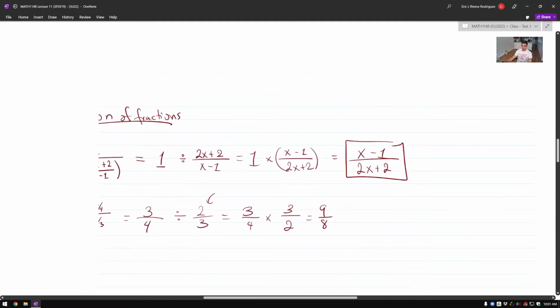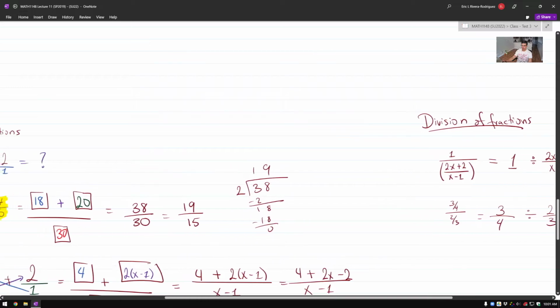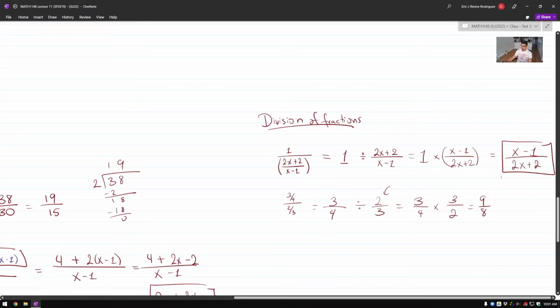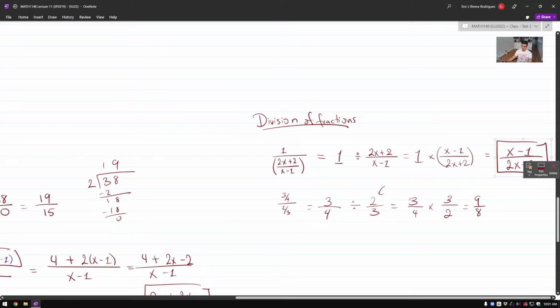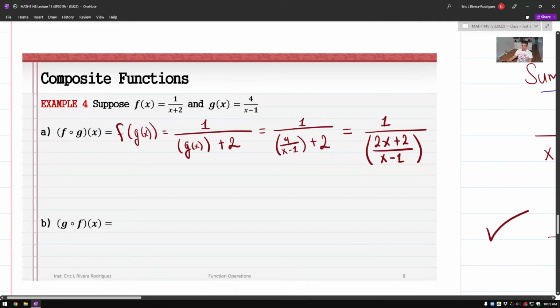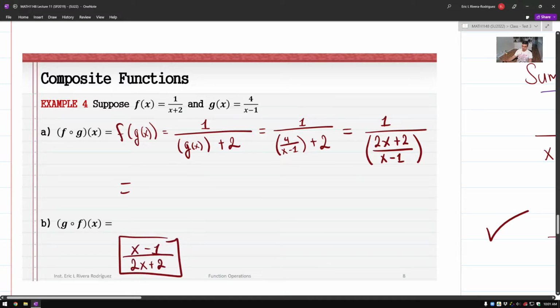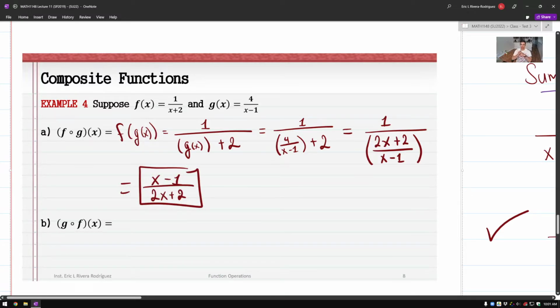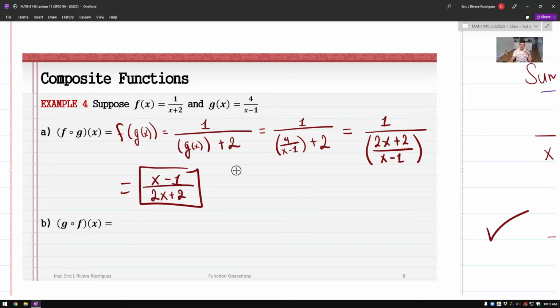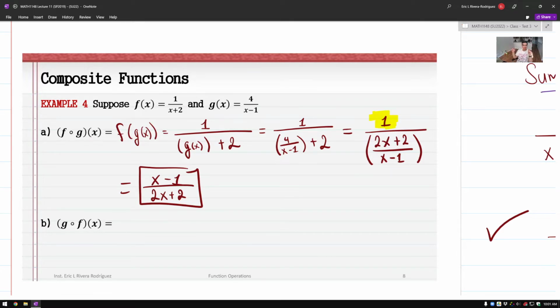Okay, so we have solved our second subproblem here. So let's go back here and put our final answer. You know what? I'm going to copy and paste it because maybe I will forget. So the final answer is x minus 1 over 2x plus 2. And you can recognize every time we have this kind of structure where 1 is in the numerator, we just flip the fraction that we have in the denominator, and that's the final answer.